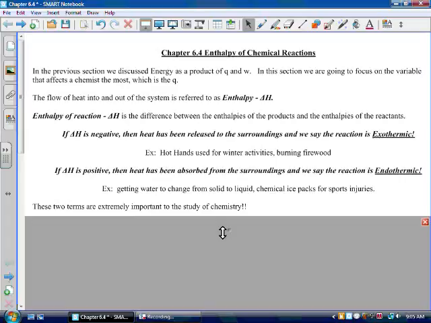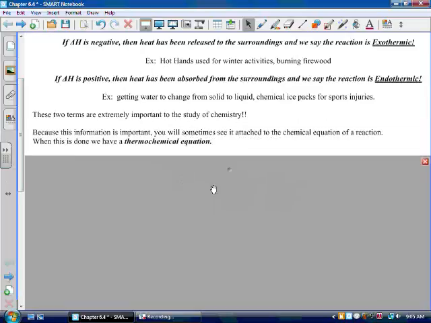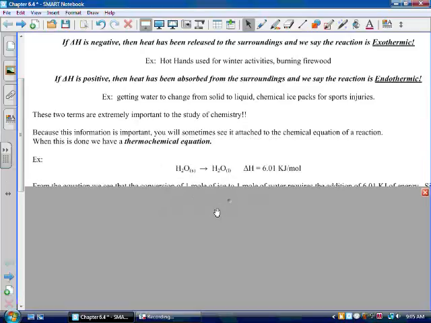These two terms are extremely important. Cannot express enough how important these terms are. Out of chapter 6, there's two terms that you get. It's these two, exothermic, endothermic. They are the basis of everything we are covering. Now, because they're so important, we sometimes will attach them to a chemical equation, to what we call a thermochemical equation.